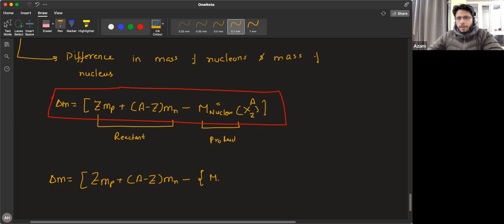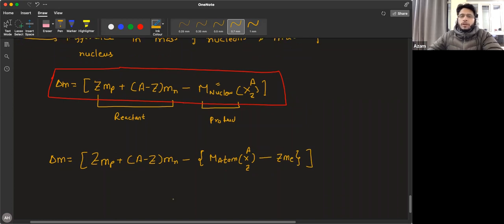So if you have the mass of atom, say atom X, you can subtract the mass of all electrons. How many electrons are there in an atom having mass number A and atomic number Z? Z. Because if an atom is neutral, the number of electrons and protons is equal. So this is Z times the mass of electron. Is it clear? If you have the mass of atom, to get the mass of nucleus, you subtract the mass of all electrons.